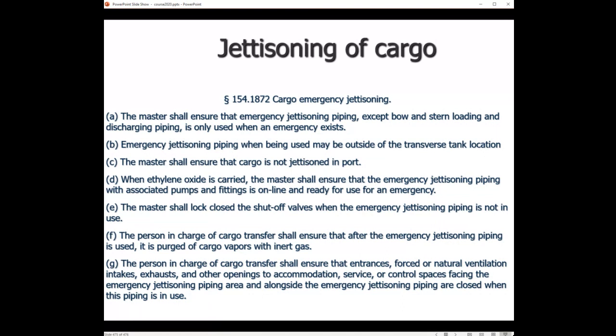All ventilation should be closed. The accommodation should be isolated, and preferably the relative wind direction should be from aft or from somewhere abeam. And really hope that you don't need to do this during your career.